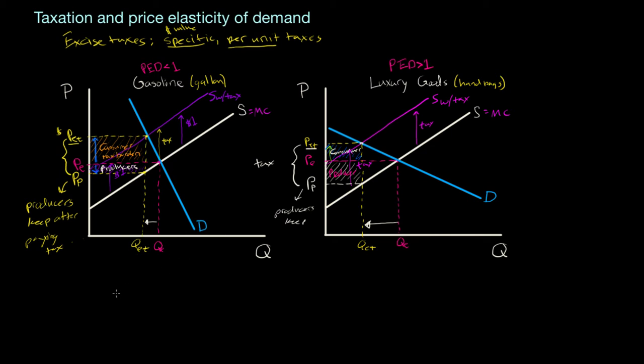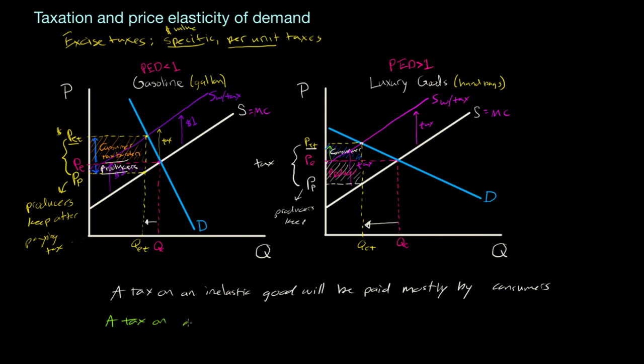So what have we observed here? Let's take some notes at the bottom here. First of all, a tax on a relatively inelastic good will be paid mostly by consumers. The consumer tax burden will be larger than the producer tax burden. However, when a tax is placed on a good with a relatively elastic demand, the burden of that tax will be paid mostly by producers, whereas consumers will bear a smaller burden.